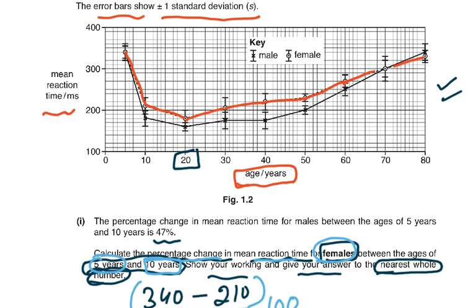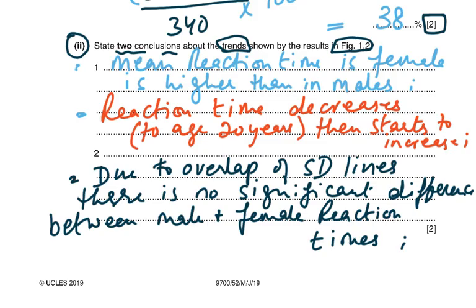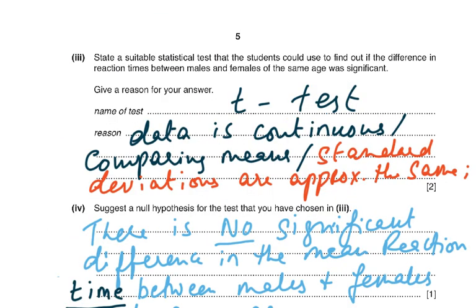So these are the three mark scheme points which you were supposed to give for this, which show the trend. Now, the first point was mean reaction time in females is higher than in males, and I've just shown it to you on the graph. Then the second point was reaction time decreases to age 20 years, then starts to increase. And the third point was due to overlap of the standard deviation lines, there is no significant difference between male and female reaction times. Then as you look at part 3 of the question, state a suitable statistical test.